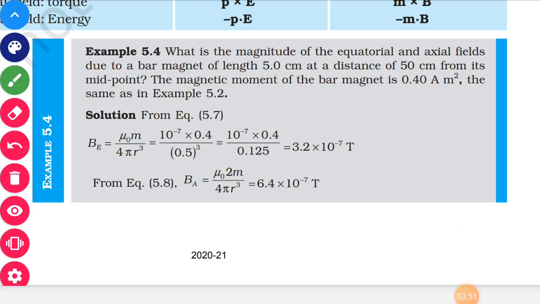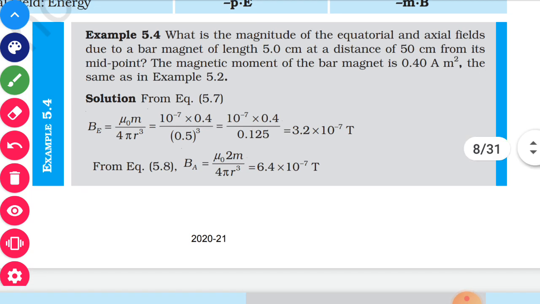Now example number 5.4. What is the magnitude of equatorial and axial fields due to a bar magnet of length 5 cm at a distance of 50 cm from its midpoint? The magnetic moment of the bar magnet is given. Now we just have to place the formula of magnetic field at equator, that is mu0 m upon 4 pi r cube. m is given, it is 0.4 ampere meter square. Distance is 50 centimeters, so 50 divided by 100, so it will be 0.5 meter. Place the values in this equation and you get the answer.